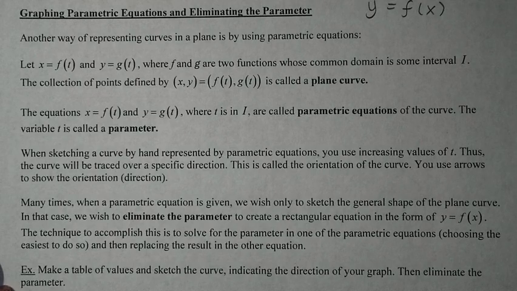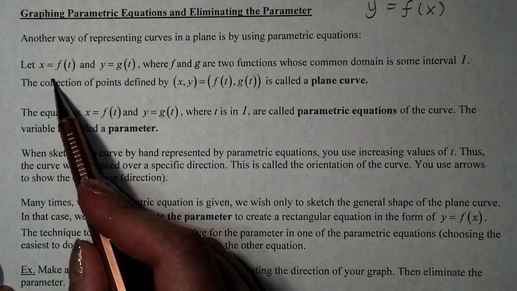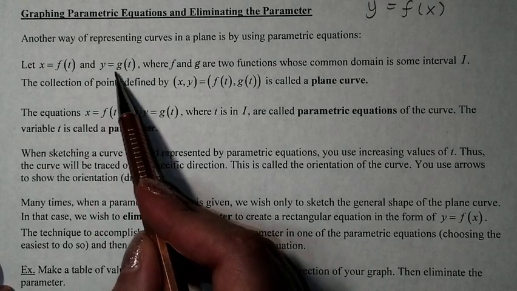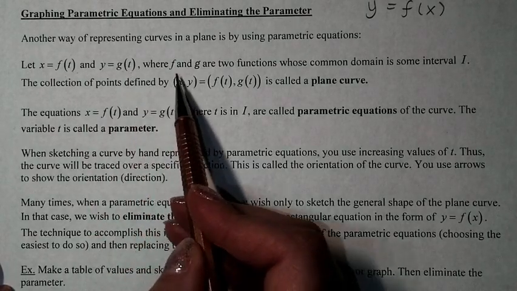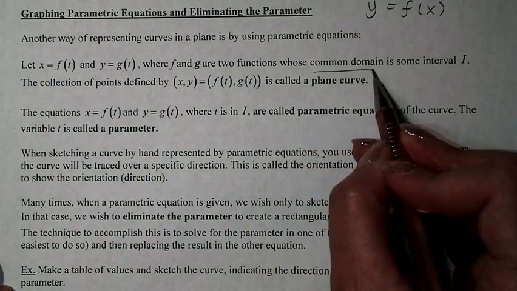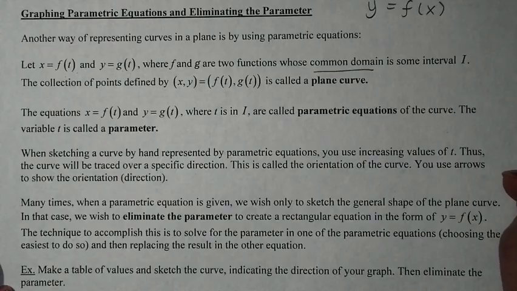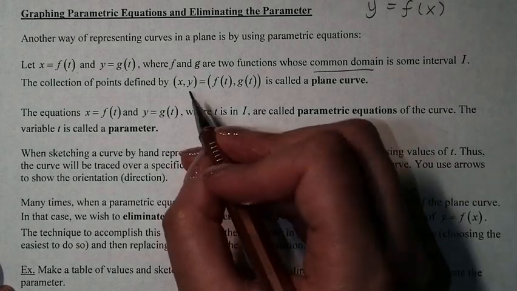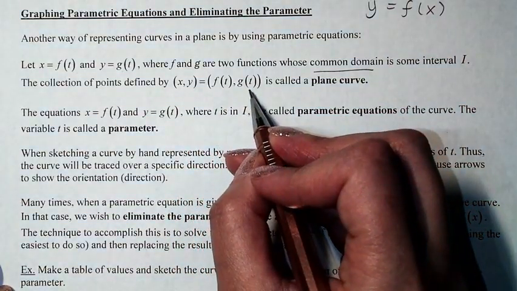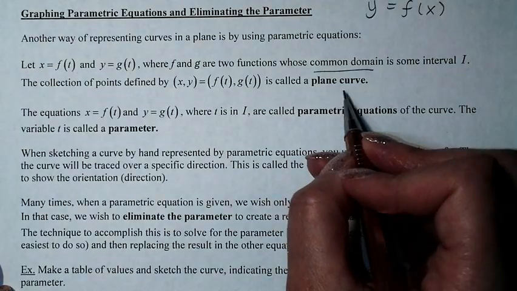So when we have parametric equations, we're going to let x equal f of t, and yes, it's t, and y equals g of t, where f and g are two functions whose common domain, please note that the domain is common, is some interval I. The collection of points defined by the point (x, y) equal to (f of t, g of t) is called a plane curve.